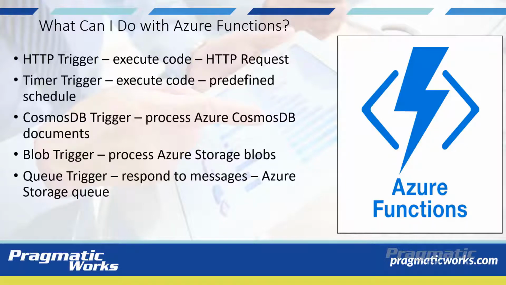A Cosmos DB trigger allows the processing of Azure Cosmos DB documents when they are added or updated in collections in a NoSQL database. A blob trigger allows the processing of Azure storage blobs when they are added to containers. You might use this function for image resizing. And with a queue trigger, you can respond to messages as they arrive in an Azure storage queue.